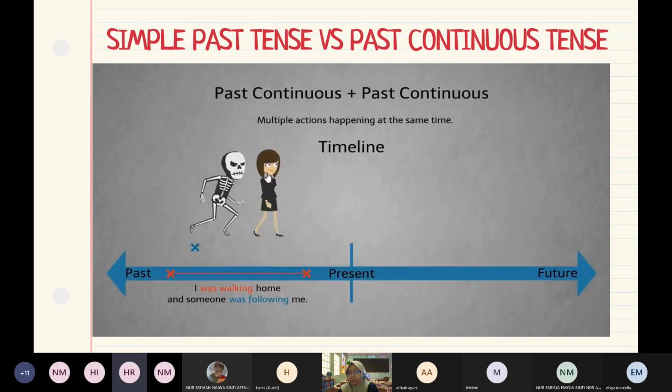We also don't know which one finished first. Maybe the stalker stopped following her after she arrived home, or maybe sometime before she arrived home. We just know that during a certain period in the past, these two actions were happening at the same time. We can also use 3, 4, 5, or even more past continuous actions in the same sentence, and all these actions were happening at the same time, sometime in the past.